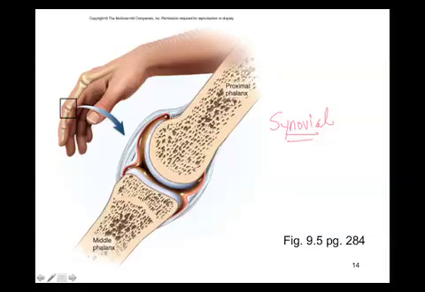So these synovial membranes span from bone to bone here and enclose the space between the bones so that the fluid that they secrete can stay in there. We'll address this in a little more depth in Chapter 9 when we look at those articulations.